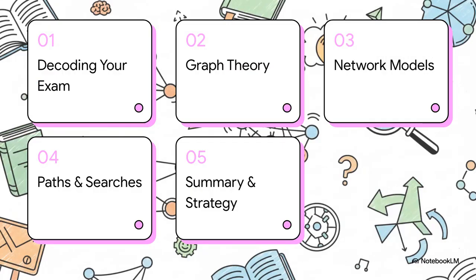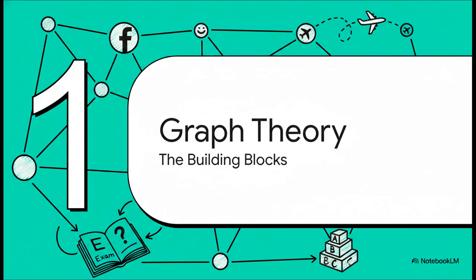So here's how we're going to tackle this. This is our game plan. First, we'll decode what these exam questions are actually asking. Then we'll start from square one with the fundamentals of graph theory. After that, we'll get into the big picture stuff with the major network models, learn how to actually navigate them with paths and searches, and then we'll wrap it all up with a killer summary and some revision strategy. Okay, first things first. Let's dive into Section 1, Graph Theory Fundamentals.